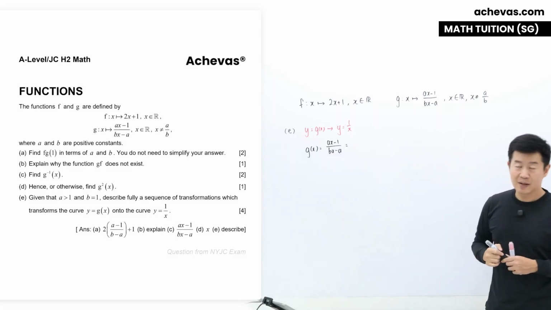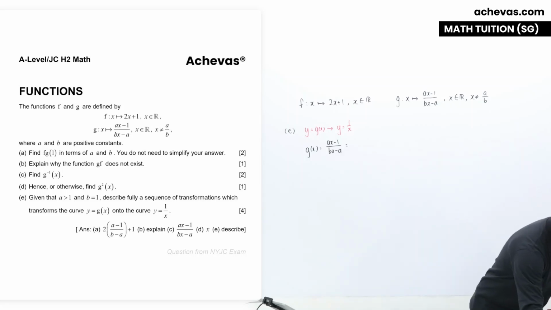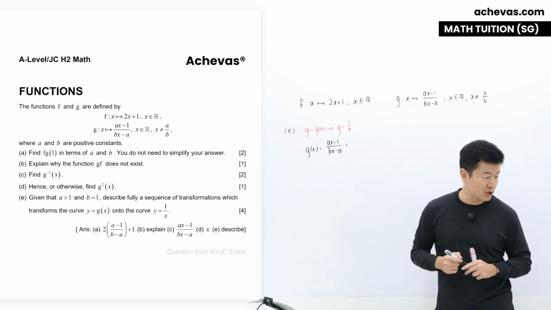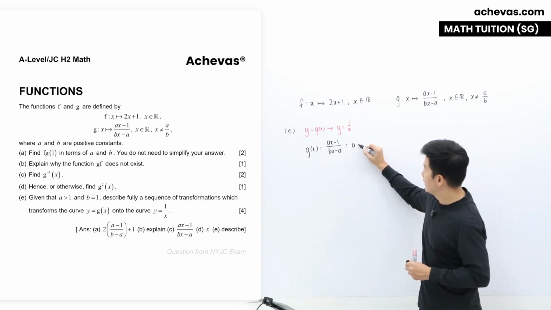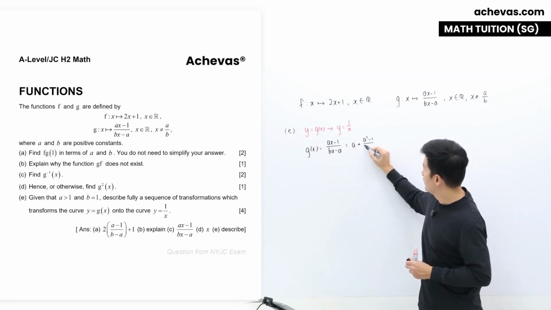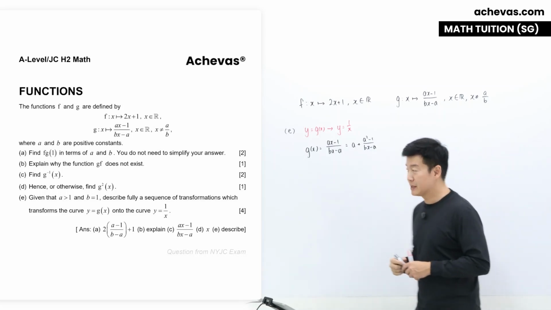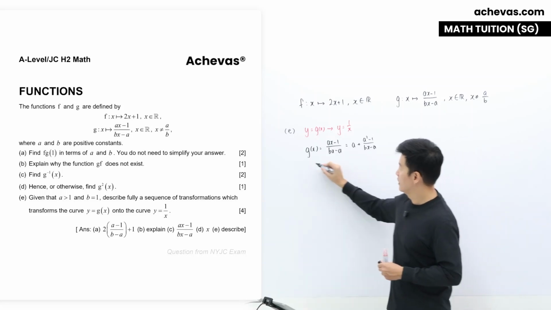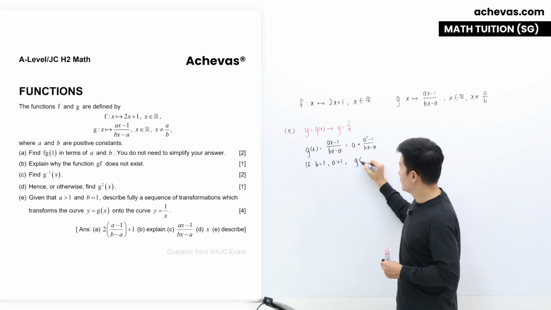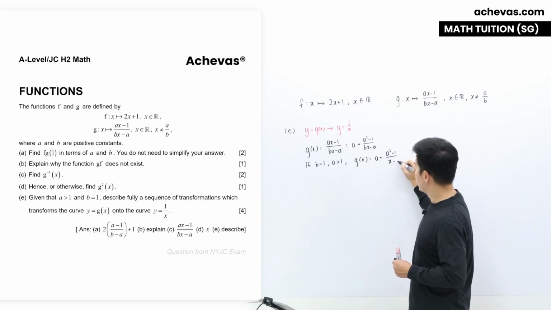We can re-express this by doing a long division, because what we have here is an improper rational expression. So doing a long division for this, re-expressing this into a proper rational expression, we will have this as a + (a² - 1)/(bx - a). And the question tells us that b is equal to 1 and a is bigger than 1. So if b is equal to 1 and a is bigger than 1, then we know that g(x) is going to be a + (a² - 1)/(x - a).